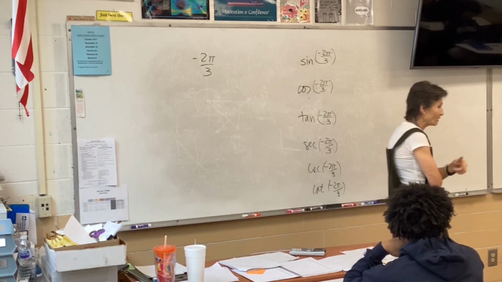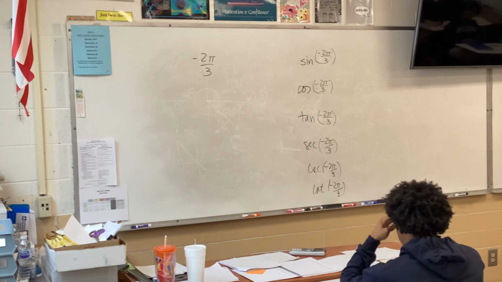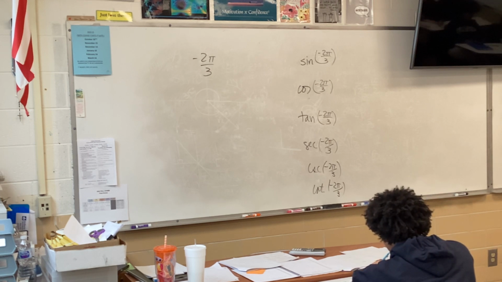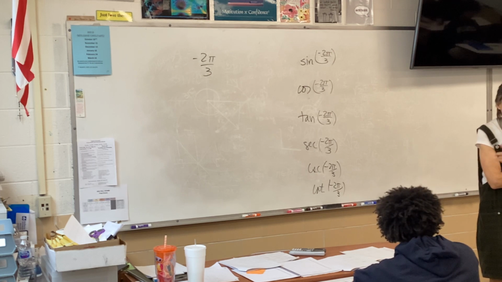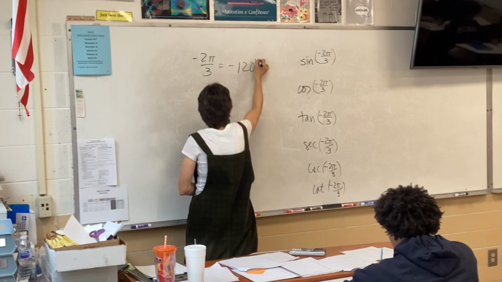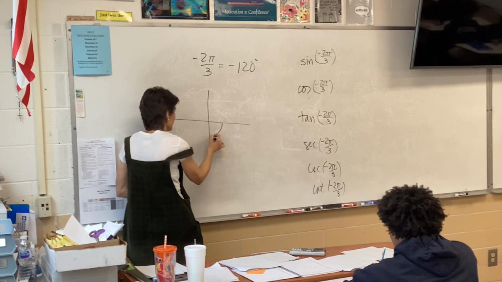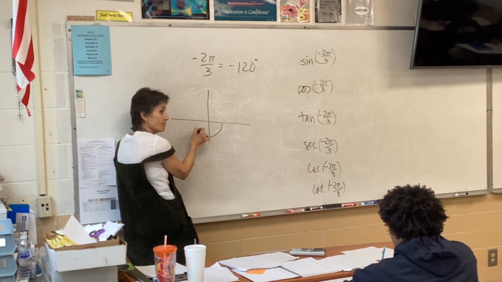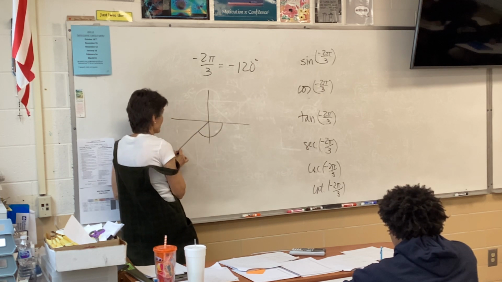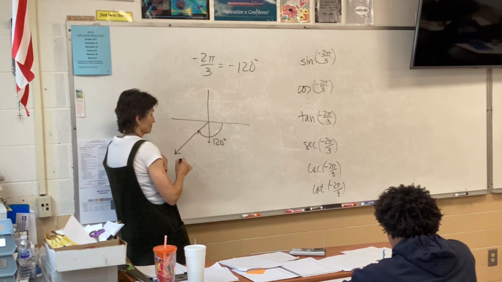Okay, so we talked about earlier, pi is 180, so 2 pi is 360. This is a third of 2 pi, so it's gonna be a third of 360, so it's gonna be 120 degrees negative. So let's draw negative 120 degrees. Negative 120. Would you agree it looks like this? So there's my angle, that's negative 120 degrees.